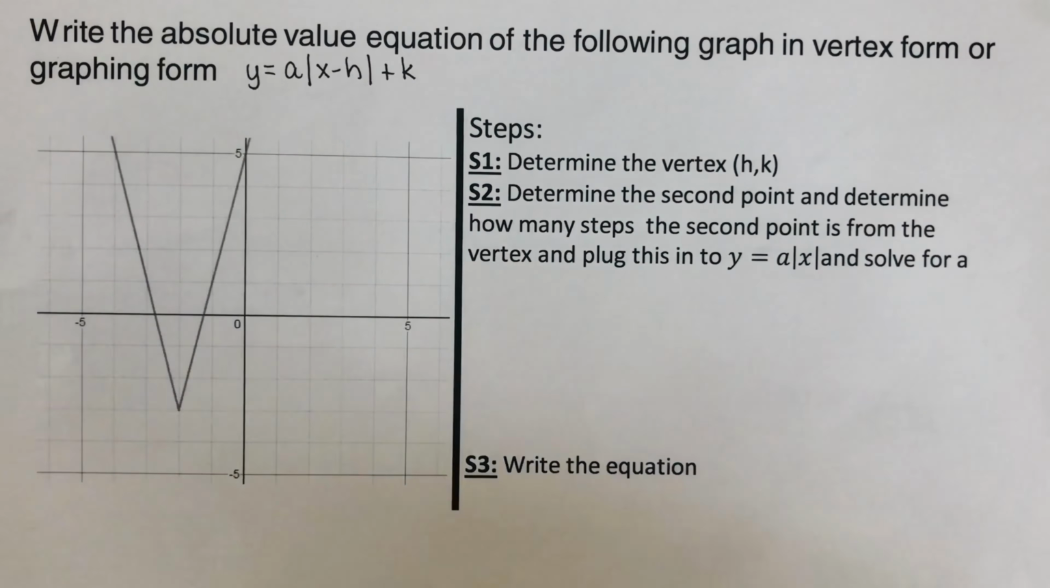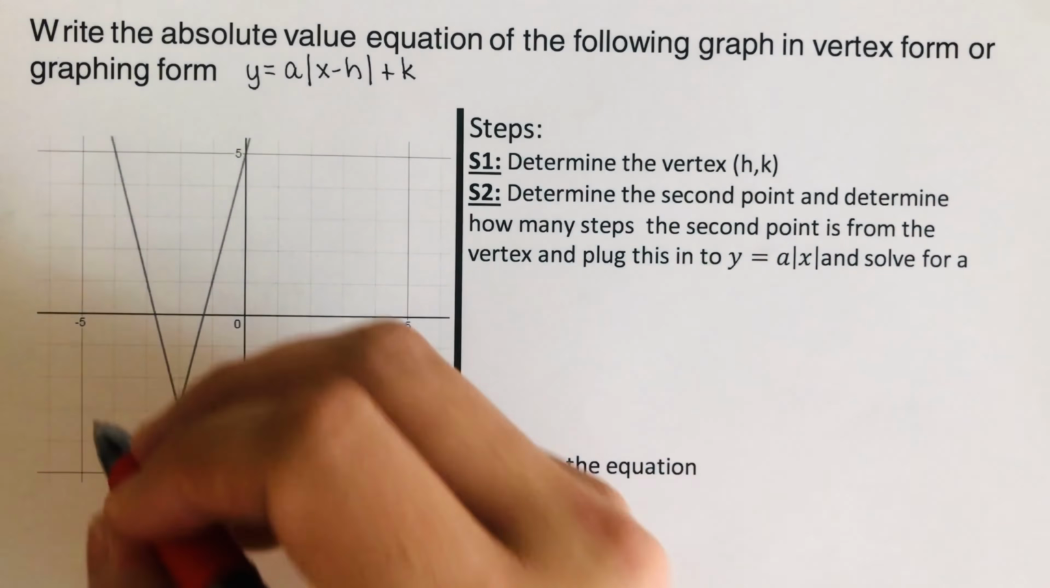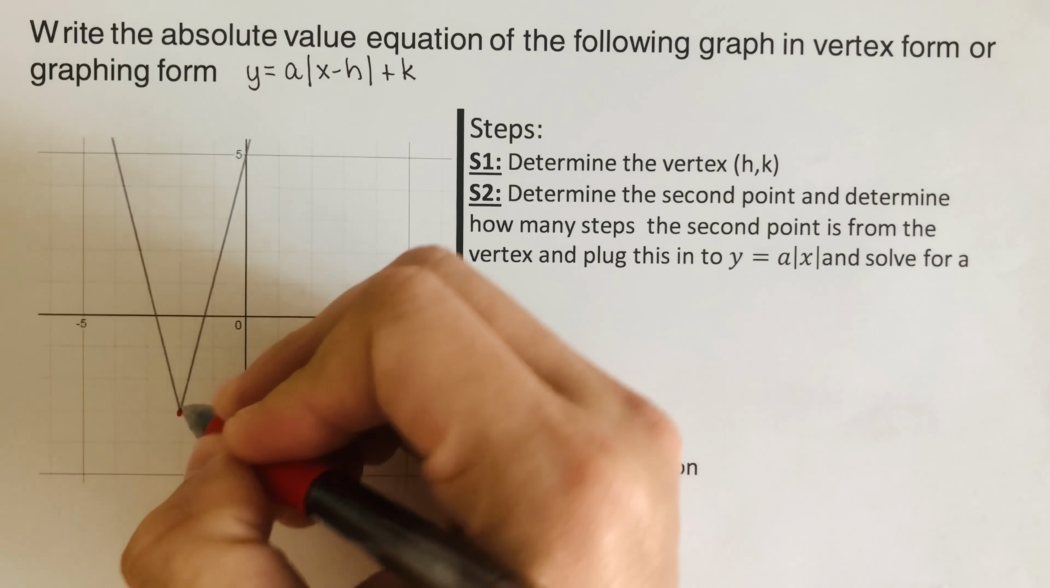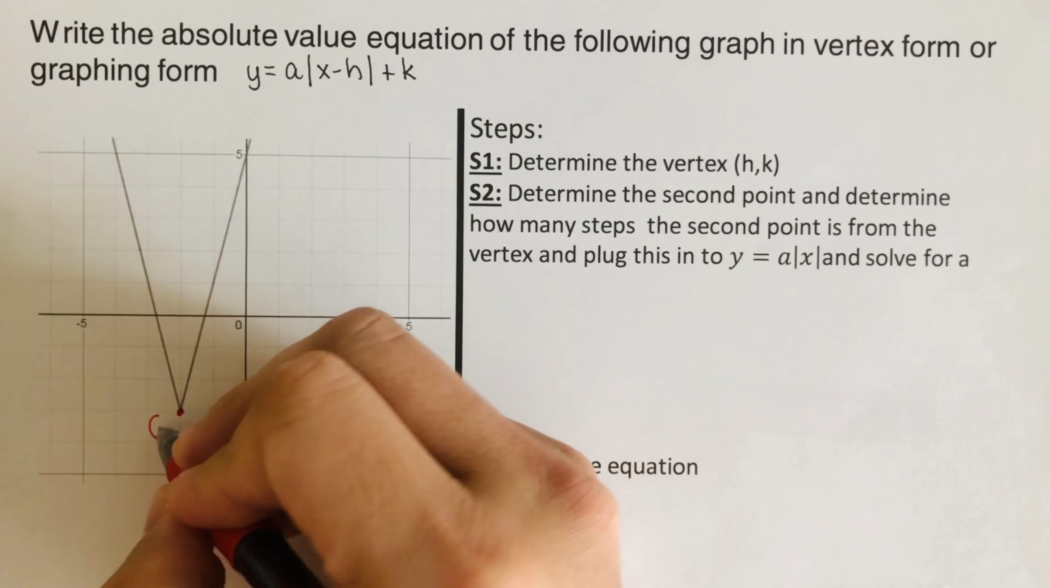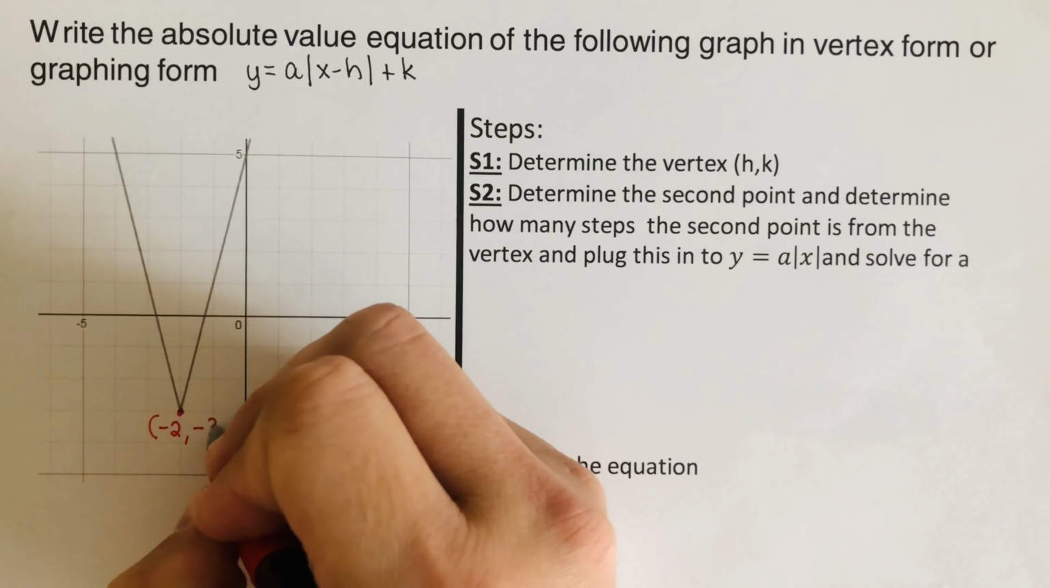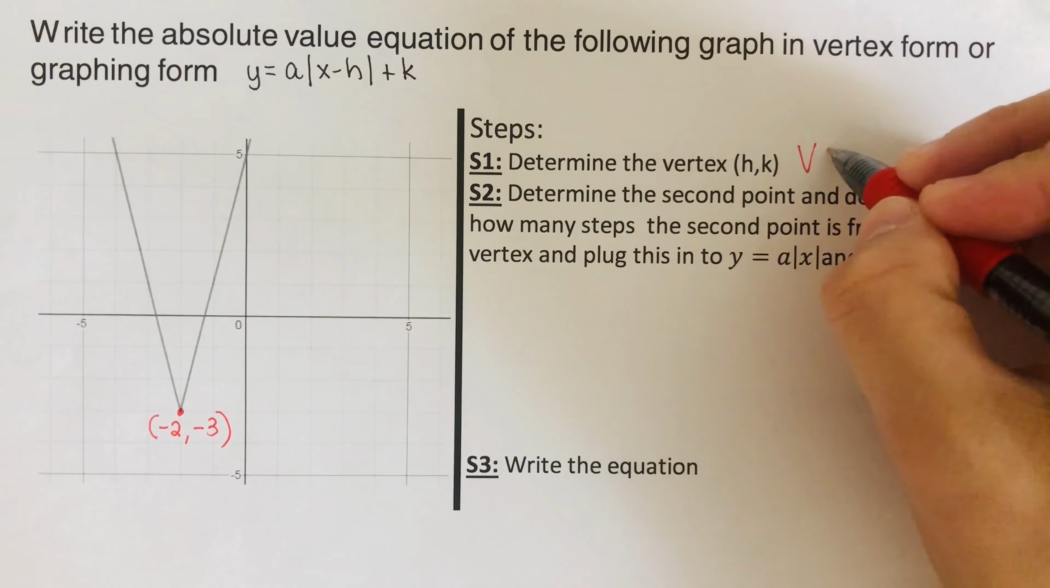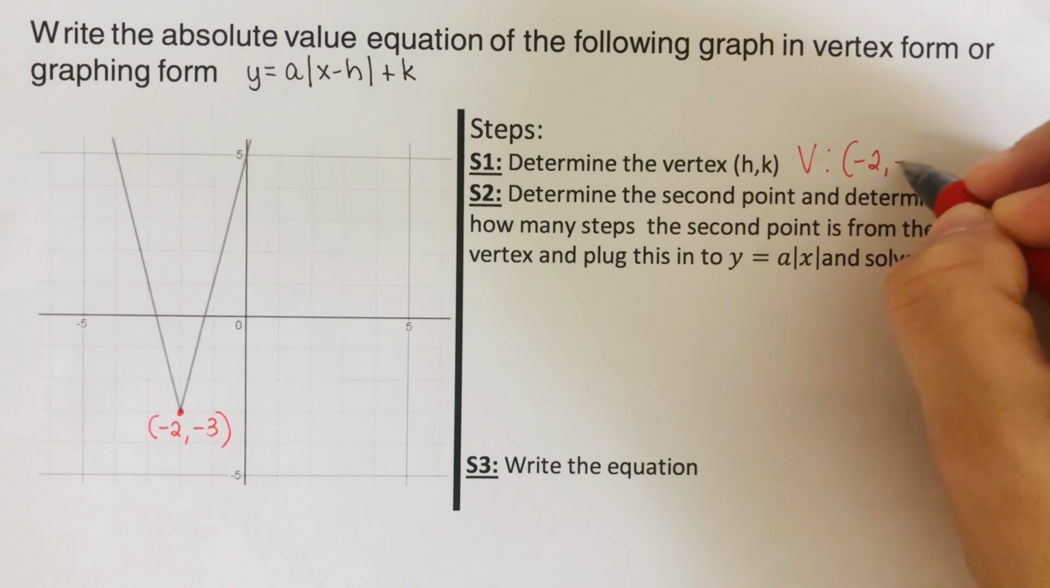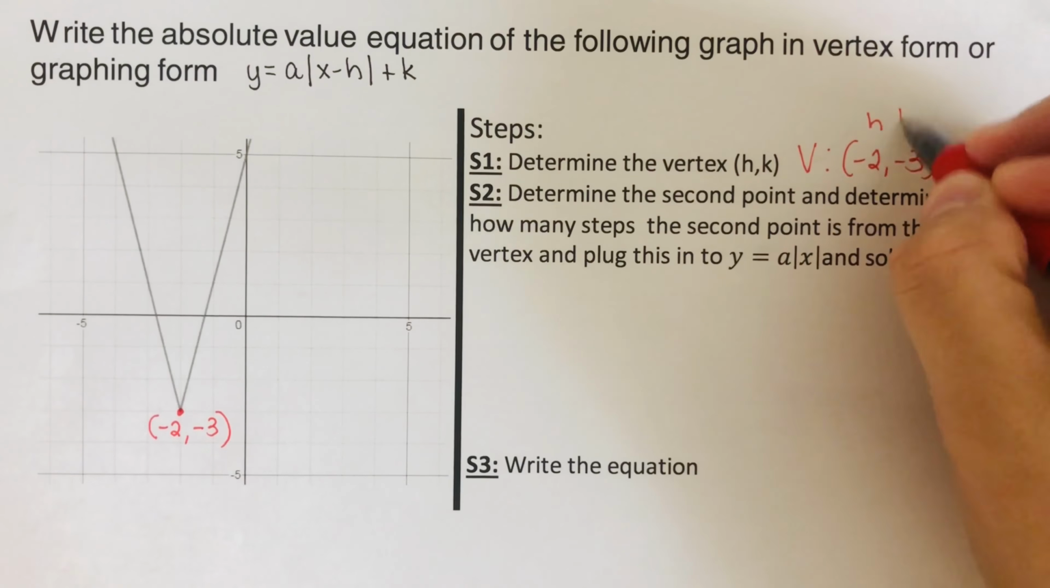Okay, so we go over the problem here. First, we determine the vertex. Our vertex for this is -2, so that's -2 and -3. So then the vertex here is -2, -3. That's the h and that's the k.